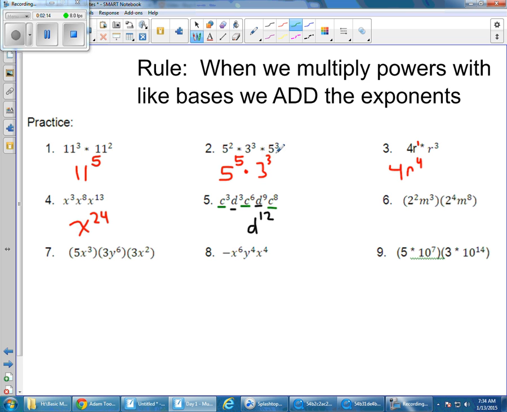And then my C's, I got C to the third, C to the sixth, C to the 18th. Well, 3 plus 6 is 9. 9 plus 8 is 17. So that's C to the 17th power.